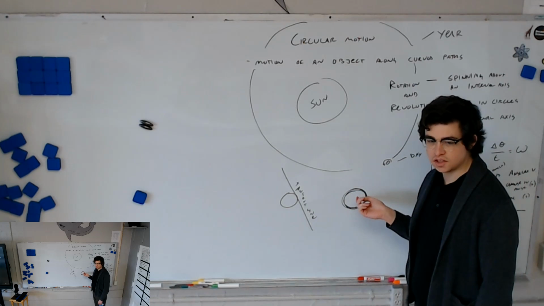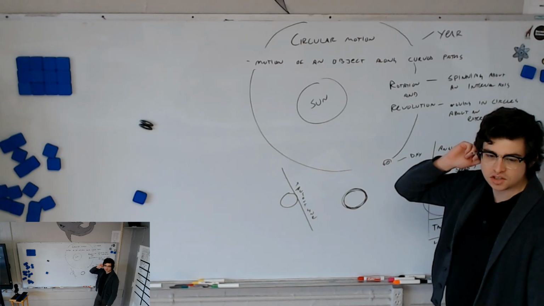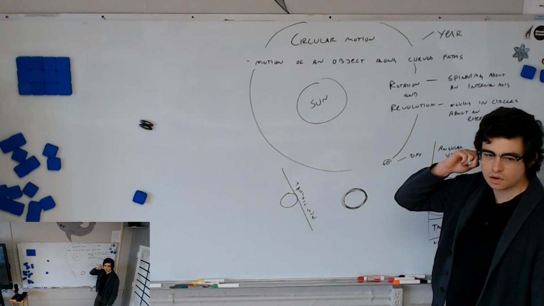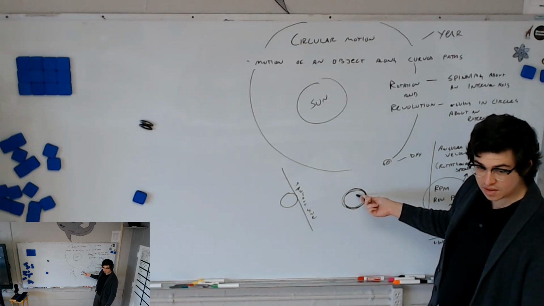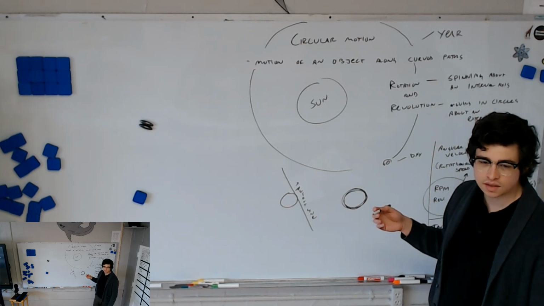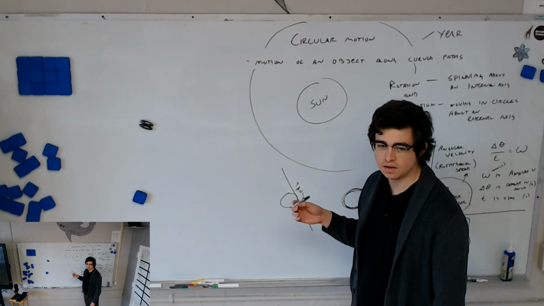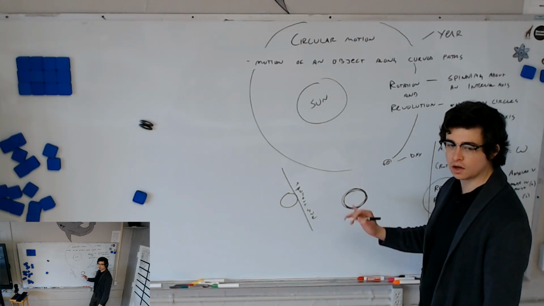But is its velocity changing? Yeah, because its direction is always changing, right? So if its direction is always changing, is it accelerating? Right, it is accelerating. So if it's accelerating, what must be acting on it? All acceleration is caused by a force. So circular motion only occurs when a force is acting on it.